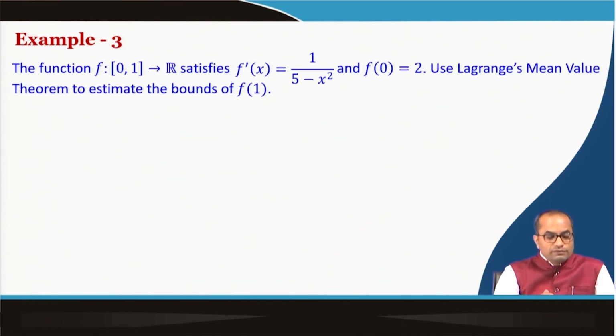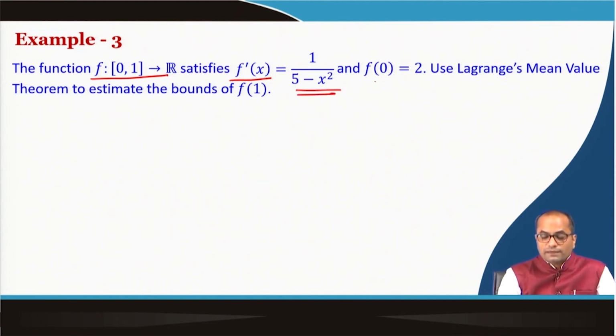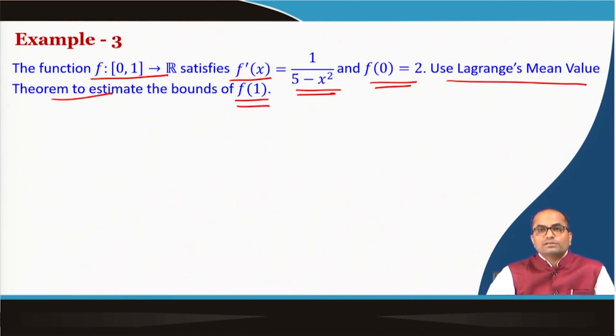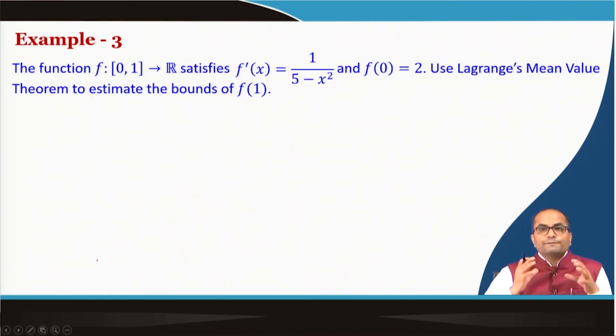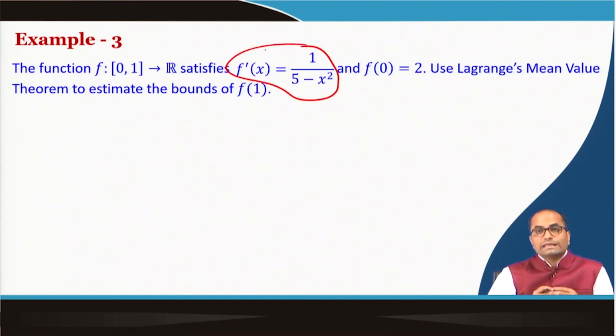So, another example where we have the function on 0 to 1 defined, the real valued function. It satisfies that f prime is given as 1 over 5 minus x square, f0 is given as 2, and using Lagrange mean value theorem we will estimate the bounds for f1. So, this is also a similar example like we have done before, where we will be using the idea of the given derivative. So, the bounds on the given derivative.